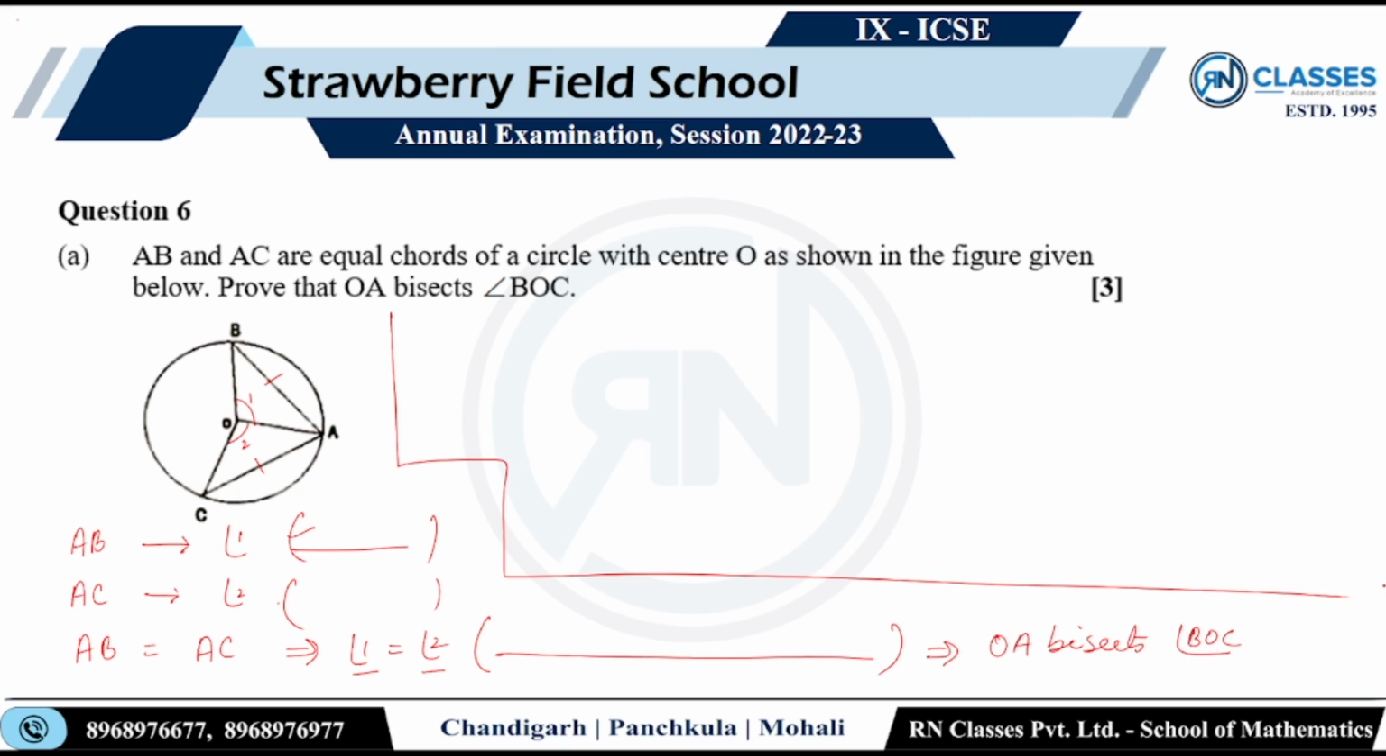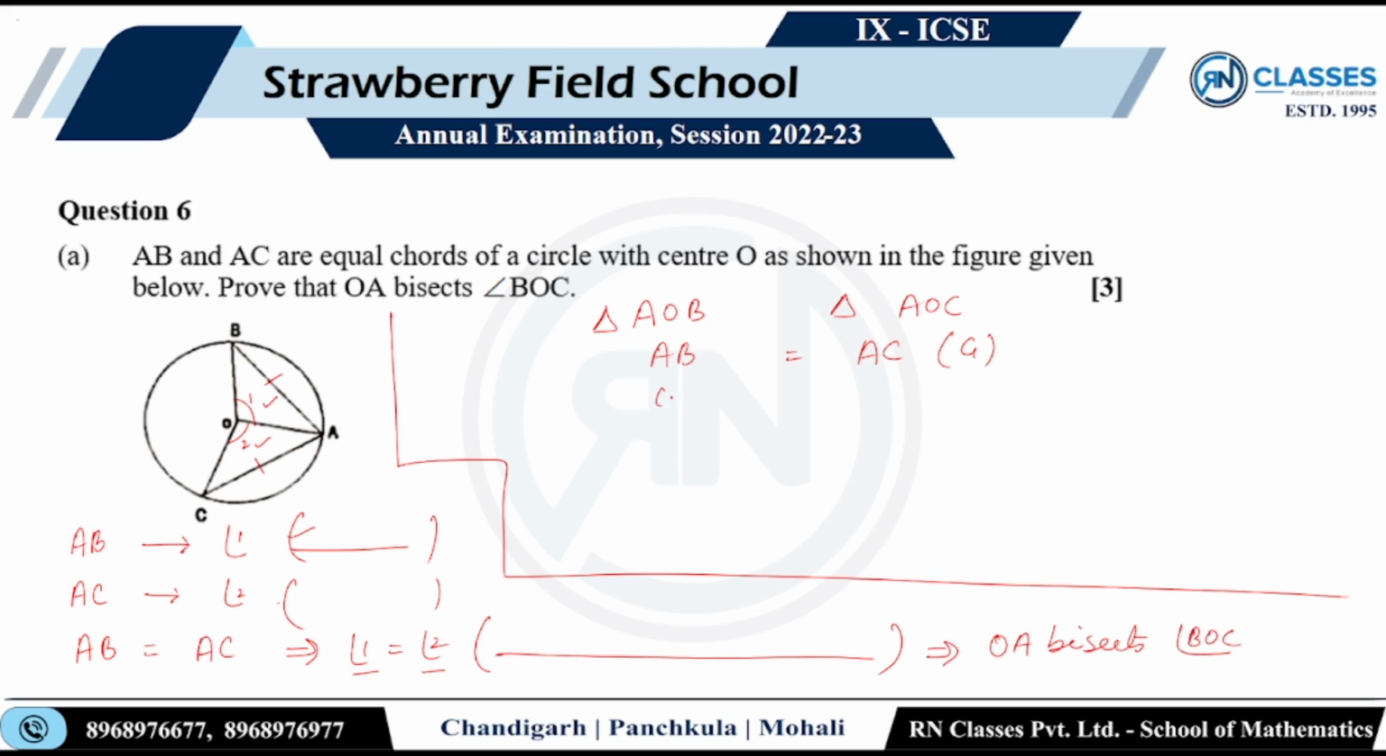Okay. There can be another method also. I can use congruency in these two triangles, triangle AOB and triangle AOC. This is an equally correct method. You can use this as well. So I know AB is equal to AC. Okay, this is given.